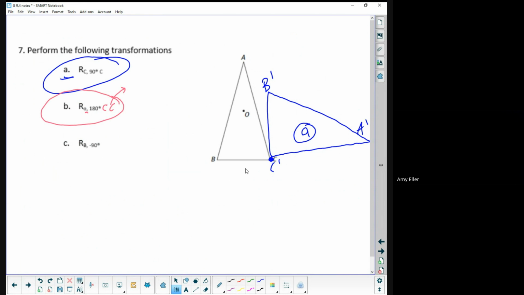If no direction is listed, assume counterclockwise. That's a rule of thumb. You might need that for a quiz. 180, it doesn't matter. But if it says something else like 90 and no direction, clockwise or counterclockwise, it's always assumed to be counterclockwise.